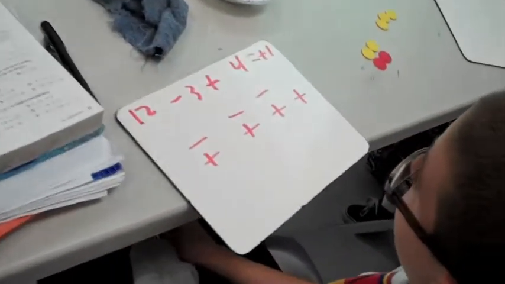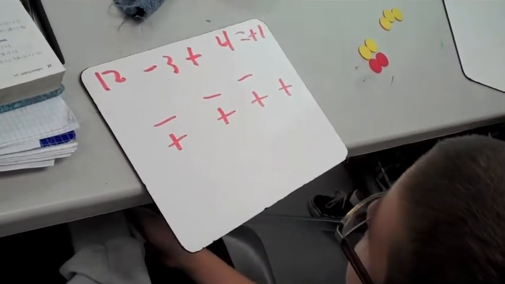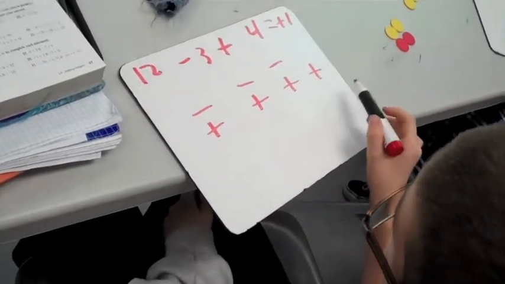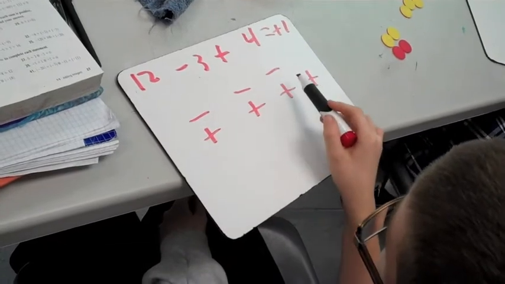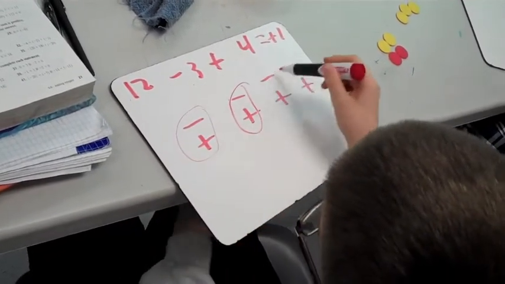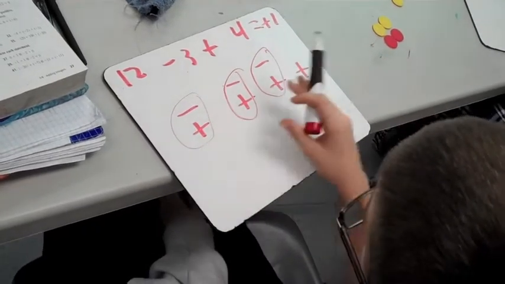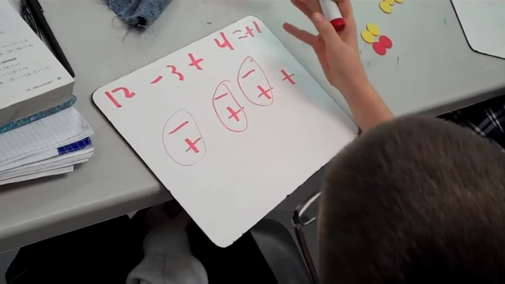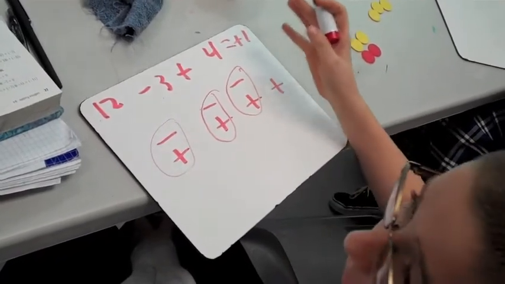The problem is -3 plus 4. So I draw 4 positives for the positive 4 and 3 negatives for the -3, and then you make the zero pairs and eliminate them, and then you have 1 positive left over, and that's how you get the answer, positive 1.